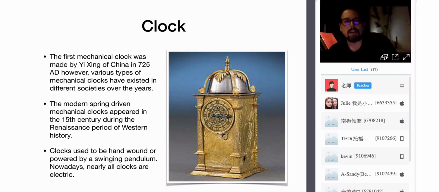The first mechanical clock is said to have been made by Yixing in China in 725 AD. So the first mechanical clock, not a water clock or a sundial. But in all societies, they were very interested in timekeeping, and they used different mechanical means of keeping time. Not all of them were very successful or very well understood. So we would say that the modern spring-driven mechanical clock, from which all other mechanical clocks have evolved, appeared in the 15th century Renaissance period.